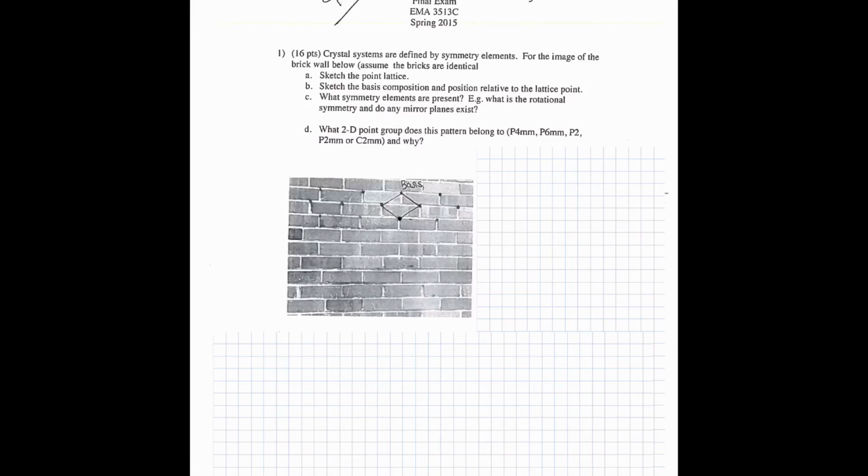Okay, so this is the first video of me going through the Jones final exam practice test, and this is question 1. Question 1 is about crystal symmetry, and part A asks you to sketch the point lattice given the image. The first step is to pick one point on one of the bricks or tiles, and consistently pick that same point. In my case, I'm doing the center of them.